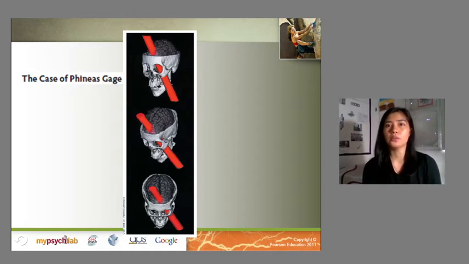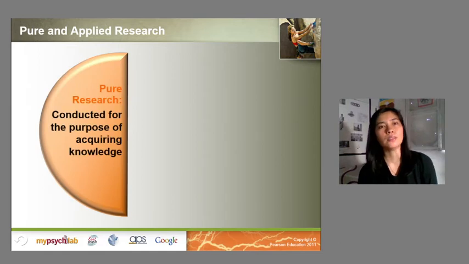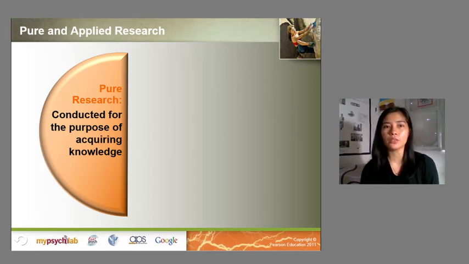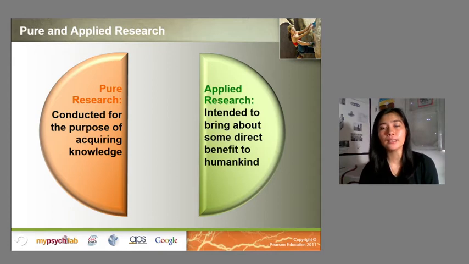All right, so that's one example. We cannot do that in experiments alone. Now, in the case of pure and applied research, as I have said earlier, pure research or basic research is conducted for the purpose of acquiring knowledge itself. And we also have applied research that is intended to bring about some direct benefit to humankind.